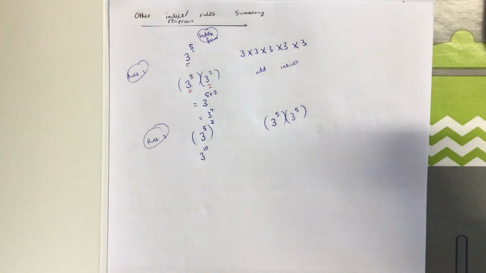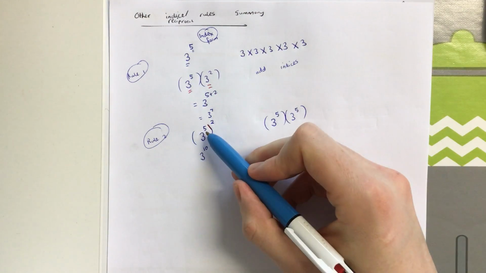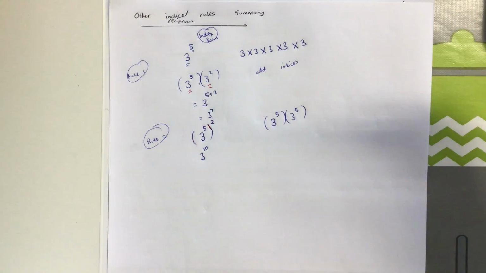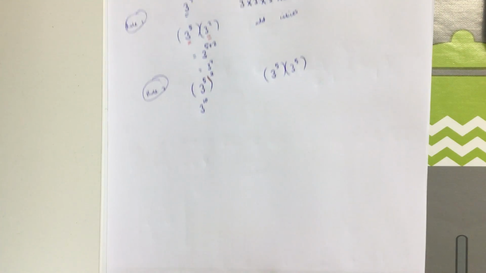An easy way to identify it is, remember, you have a bracket here. Bracket always means multiply. So 5 multiplied by 2 is 10. So that's the next rule you need to know.